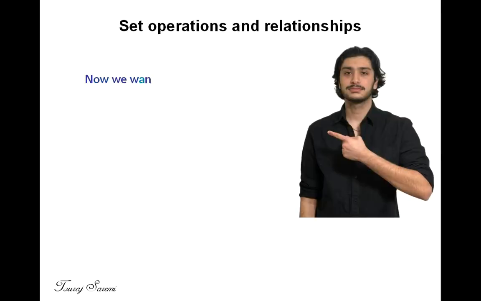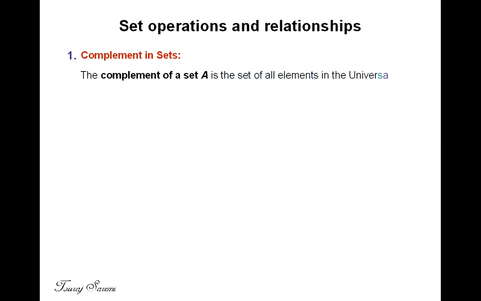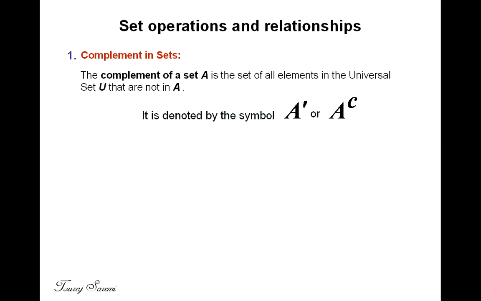Set operations and relationships. Now we want to describe how sets combine, overlap, or exclude each other. 1. Complement in sets. The complement of a set A is the set of all elements in the universal set U that are not in A. It is denoted by the symbol A prime or A complement.